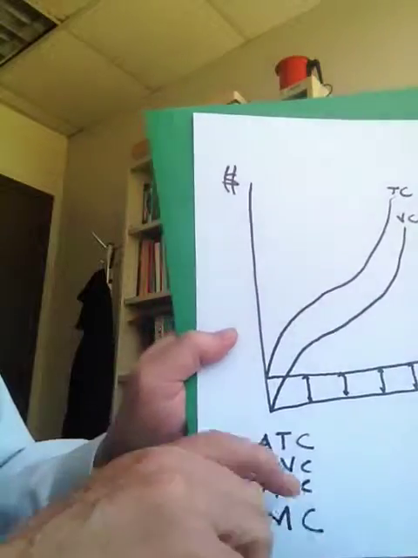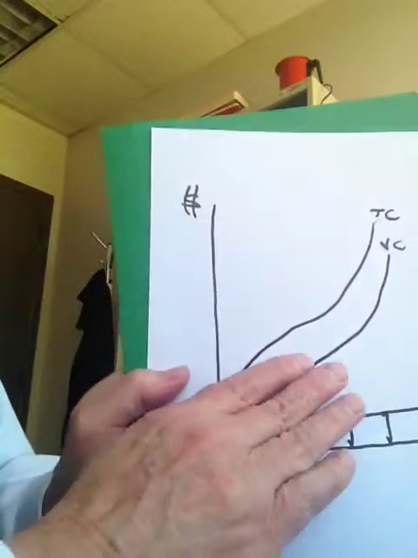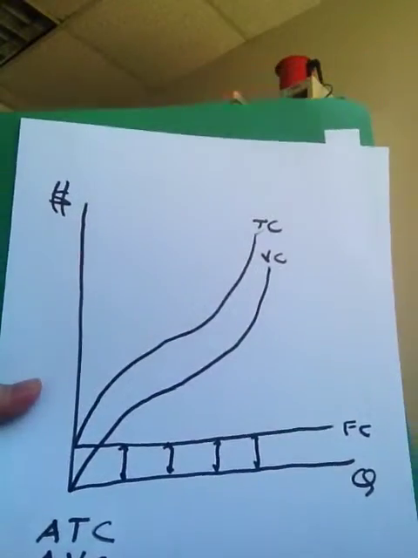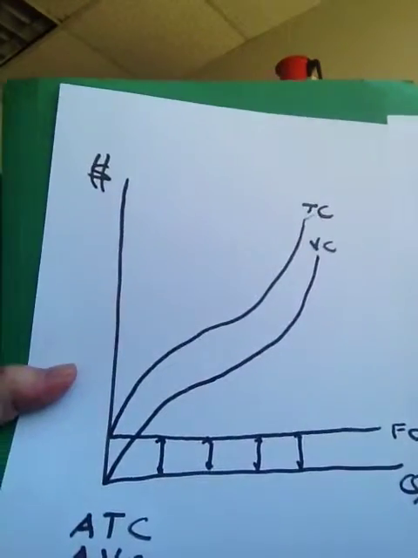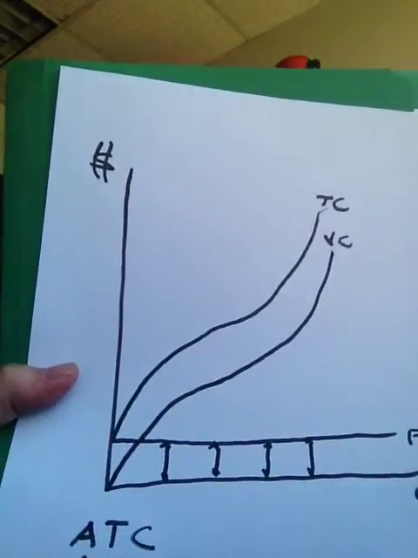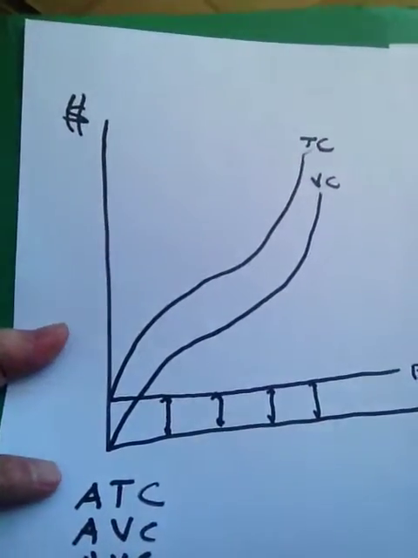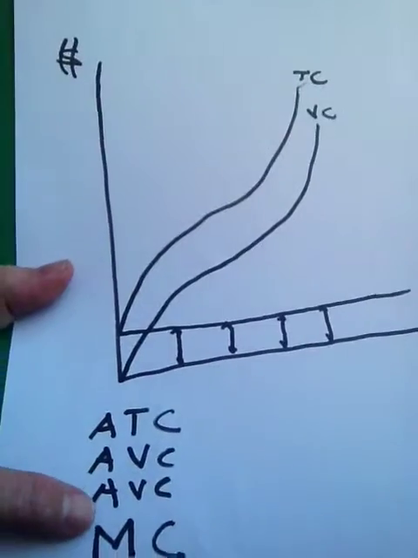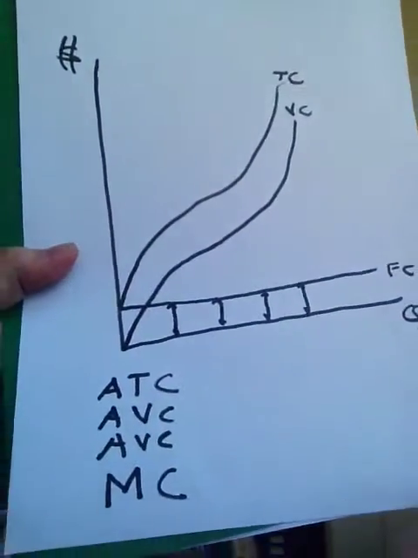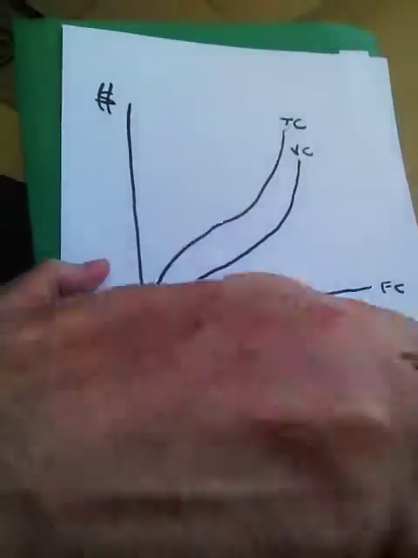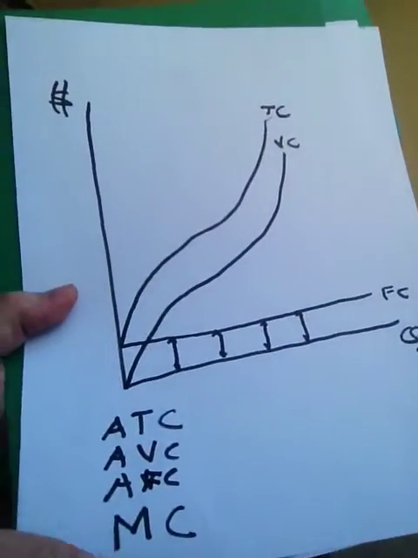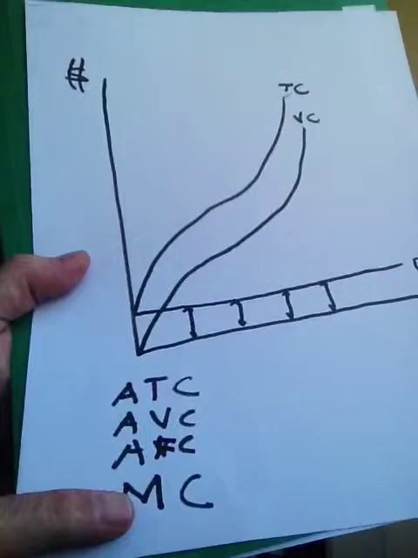As I mentioned last time, these are not precisely the curves we are going to be using. The curves that we're going to be using in our analysis are the average total cost curve, the average variable cost curve, and the average fixed cost curve. This actually should be an F, not a V. And the marginal cost curve.